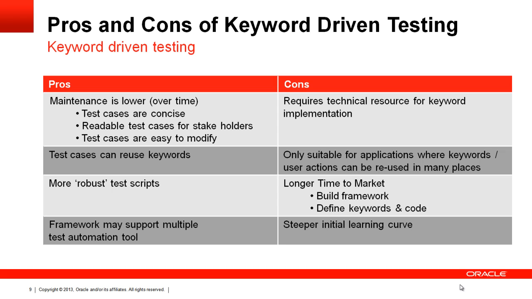The drawbacks, however, are that you typically need a technical resource or a developer to define the keywords. And these solutions are only suitable if you have a high reusability with the content that you produce. It also takes quite some time to get ready to do the testing because you have to implement the keyword-driven testing framework and all the keywords. The learning curve is initially a little bit steeper with these kinds of solutions.